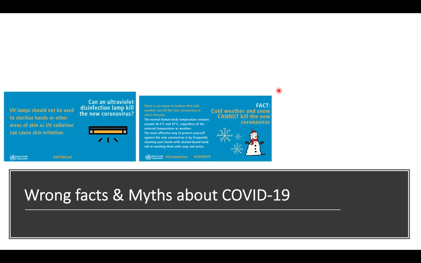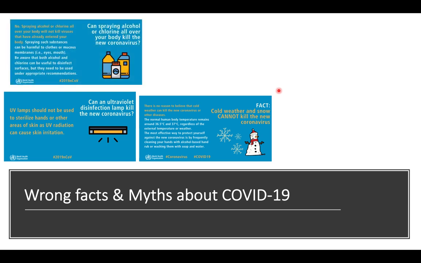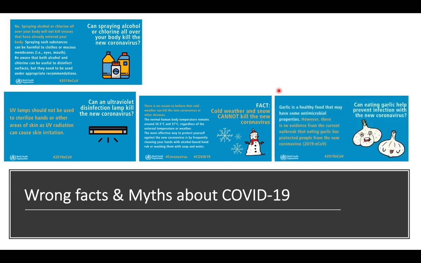Using UV lamps to sterilize your hands and stuff will not help with the coronavirus outbreak at all. Instead, you would end up having UV radiation and skin irritation leading to skin cancer. Can spraying alcohol or chlorine all over your body kill coronavirus? No, spraying chlorine all over your body will not kill the virus that has already entered your system. But this is a good way of preventing the virus from getting into your body in the first place.